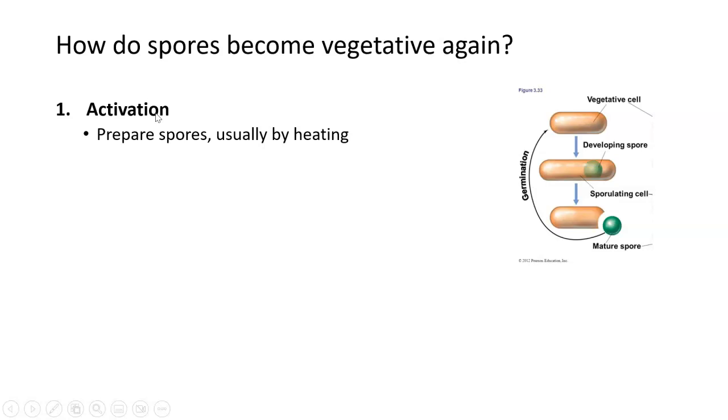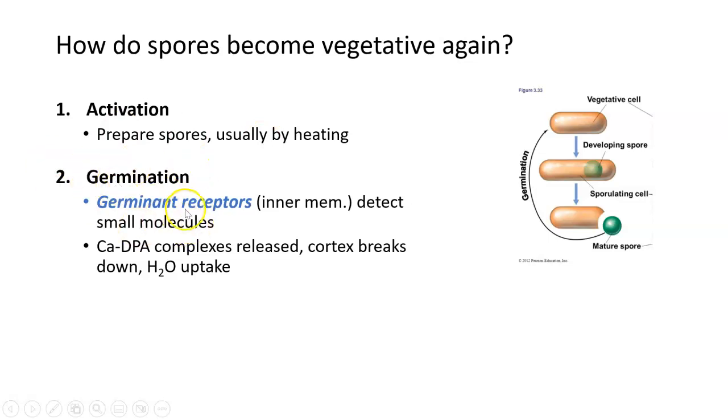The first step is activation. Usually this activation is sort of a preparation step for the endospores where they undergo a little bit of heating, and that sort of primes them for the next step in becoming a vegetative cell, which is called germination. There are some small receptors on the inner membrane of the endospore that can detect molecules that are signaling, okay, it's good out here again, there are nutrients available, and you don't have to be a spore, you can actually divide. And so these germinant receptors sense those signals, and they trigger breakdown of the cortex of the spore.